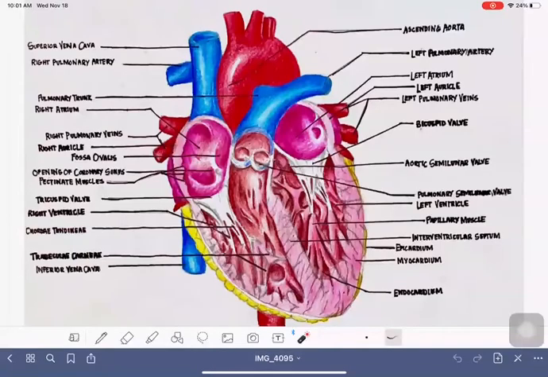Hi, so today I'm going to go through the flow of blood in the pathway of the heart. So here is the pathway. First we start off with the superior vena cava, which is this part right here, and the inferior vena cava, which is this part right here.